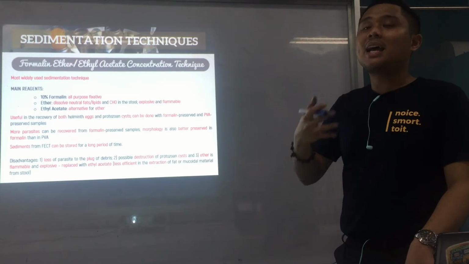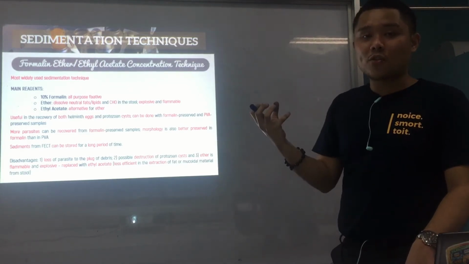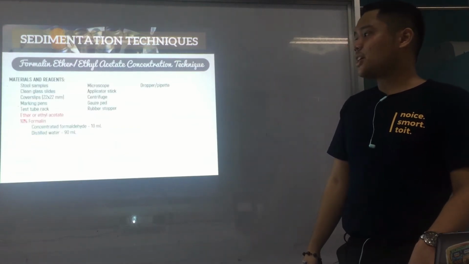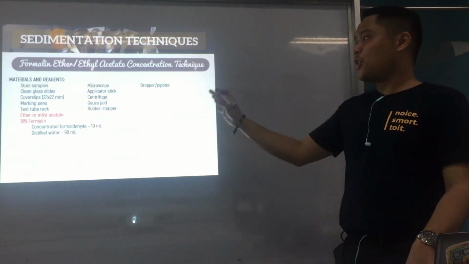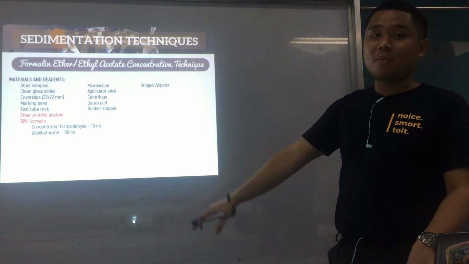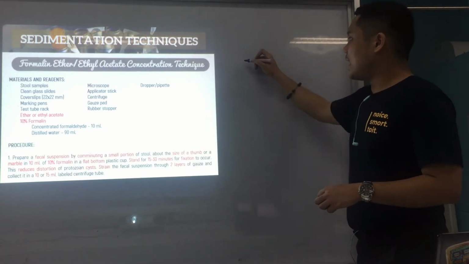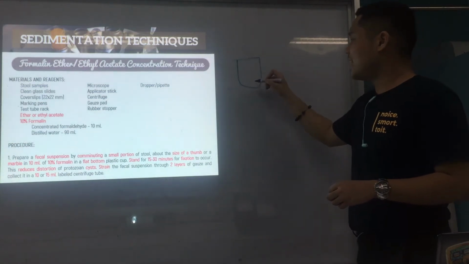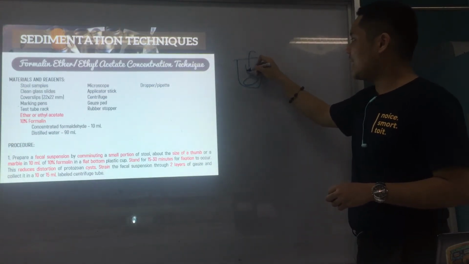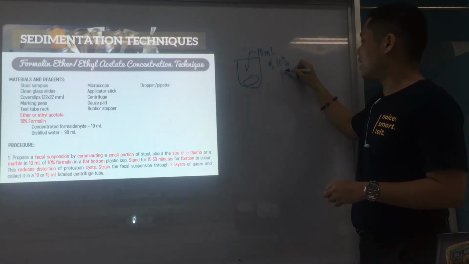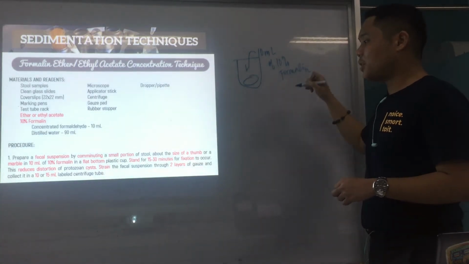And ethyl acetate is less efficient in the extraction of the fecal debris. All right? Okay. Now, for the materials and reagents, still the same: ether, ethyl acetate, and your 10% formalin. Now, for the procedure, the first thing that we do is in a container, you put your stool and you add 10 ml of 10% formalin. Okay, so 10 ml, 10% formalin.